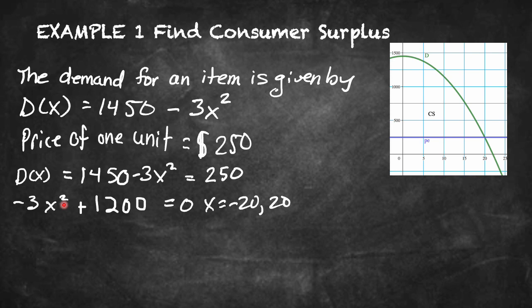Because we don't want to consider the case where x is a negative number of items, since that doesn't make sense in this context, we are going to eliminate that as our x value, and we're only going to keep the positive value. That is where we see that intersection point right here. So now we know the coordinates for the equilibrium point: 20 is our x and 250 is the price. So 20 items and 250 for the price.